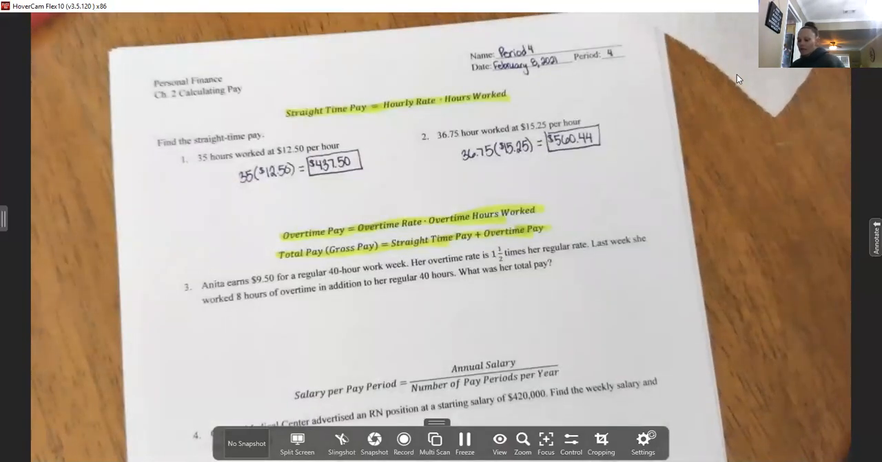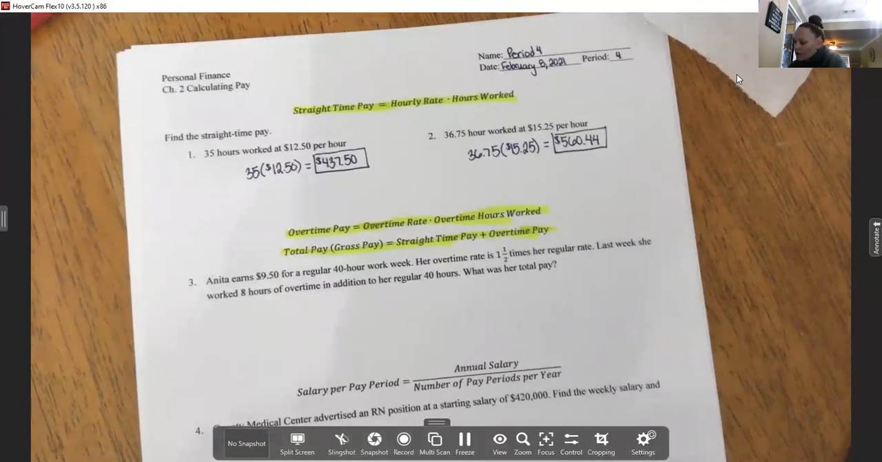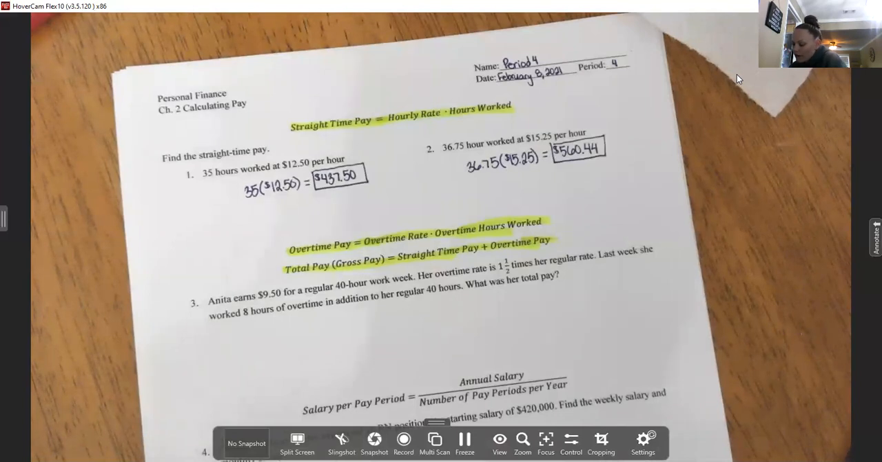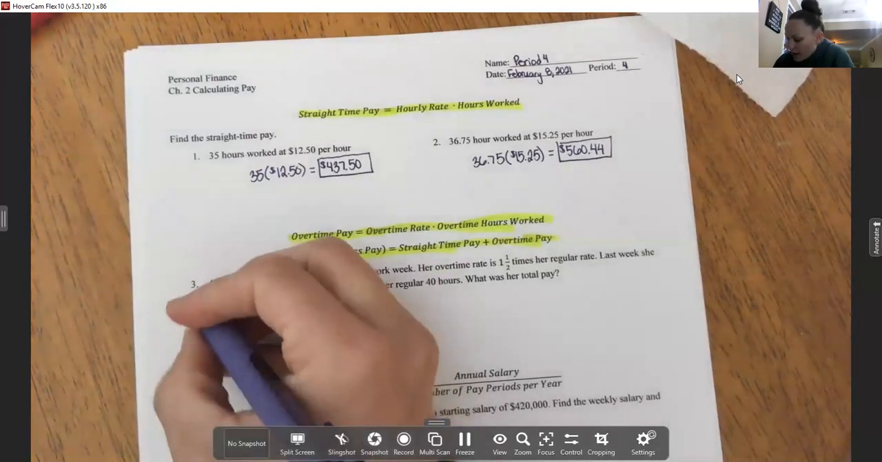Okay, so Anita earns $9.50 for a regular 40-hour work week. Her overtime rate is 1.5 times her regular rate. Last week, she earned 8 hours of overtime in addition to her regular 40 hours. What is her total pay? Okay, so first thing we need to do is calculate her straight time pay.